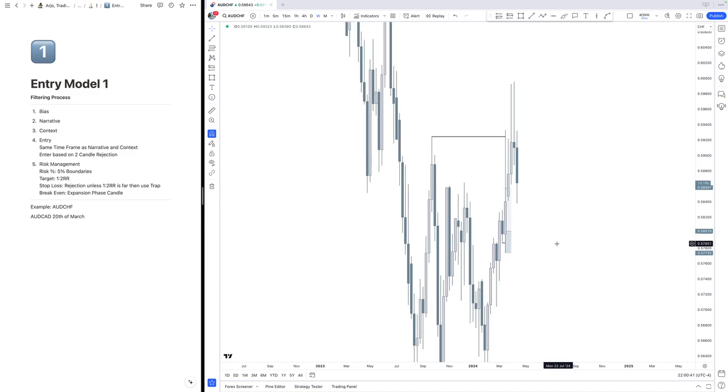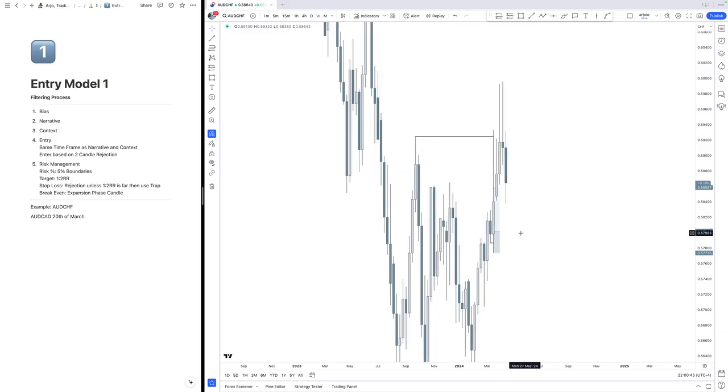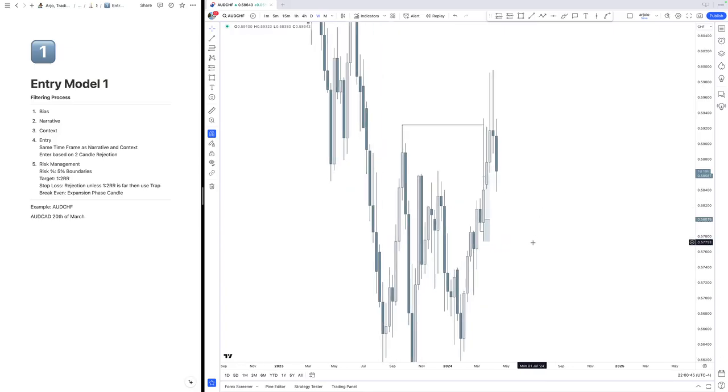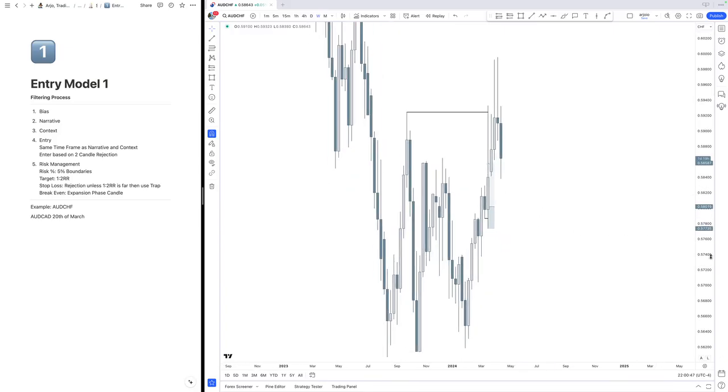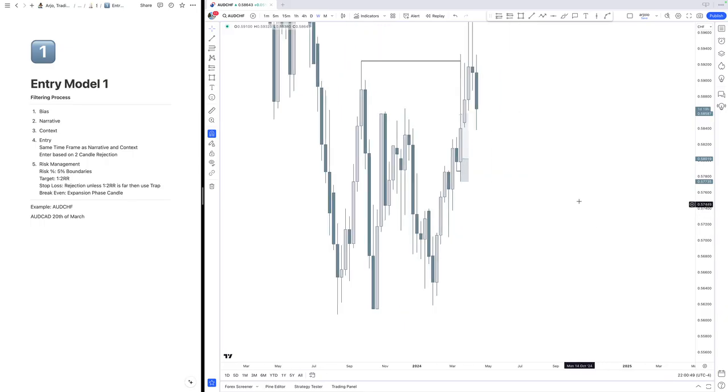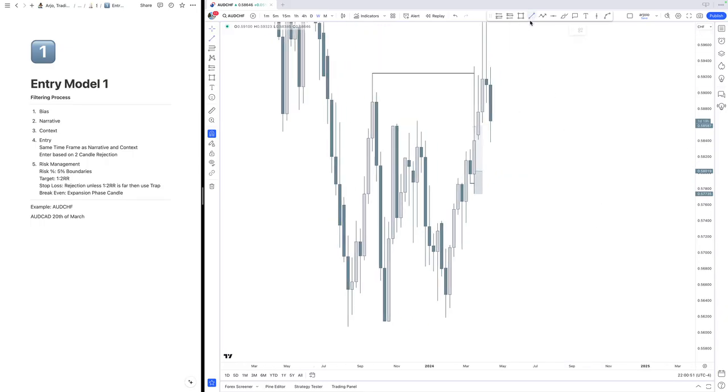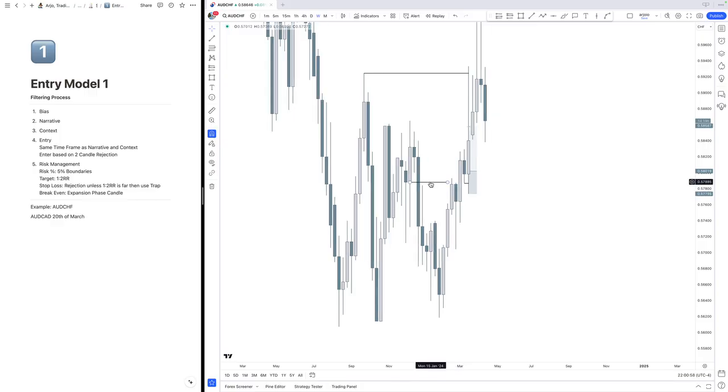So we started off with bias, narrative, and context. Now, when we start off with bias, narrative, and context right here, then if we look at the weekly, the target is overall quite clear. Now, right here, we can again also use that 2-candle rejection as our bias, right? Because if we want to continue lower, then we have that order block potentially we can continue lower from.